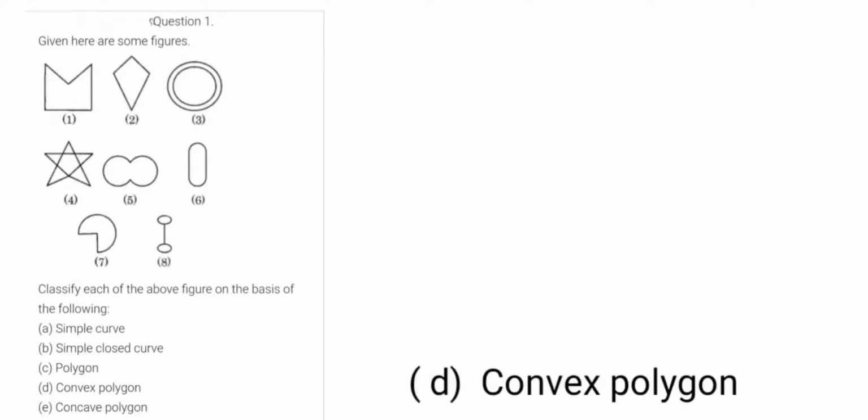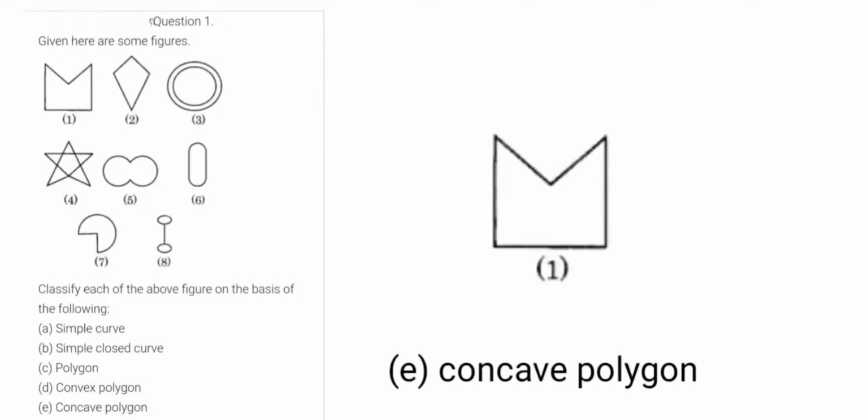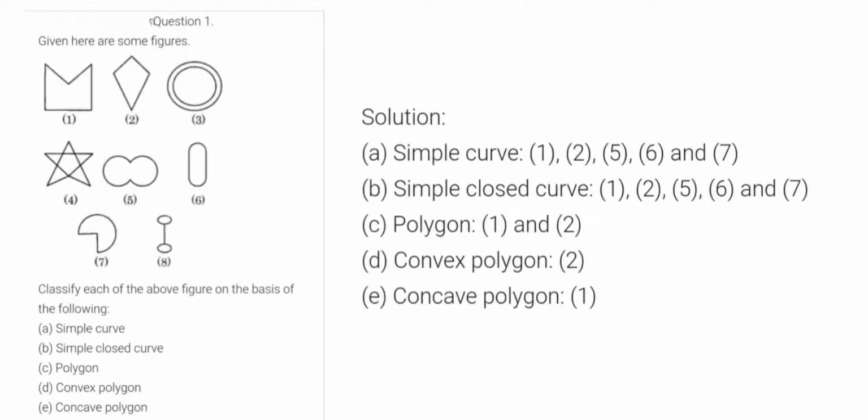Next is convex polygon. What is that? If the diagonals of the polygon lie in the interior side, it is called a convex polygon, and a concave polygon has at least one diagonal lying on the exterior side. So figure 1 is the concave polygon. Here is the answer.